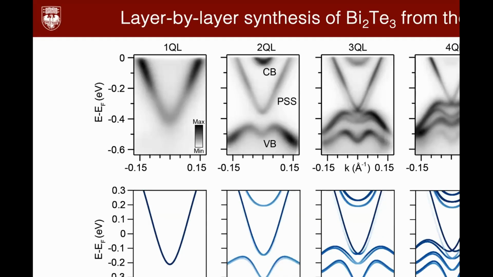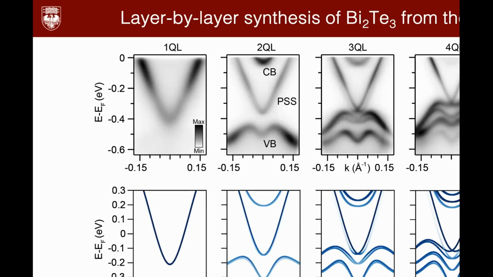The first thing is that if you focus on the valence band region, the stuff at lower energies, you can see that there is basically a layer-by-layer evolution of the number of subbands that you can see from such data. If you add one more quintuple layer, you find another pair of valence subbands. This directly comes from the particle-in-a-box scenario along the z-axis.